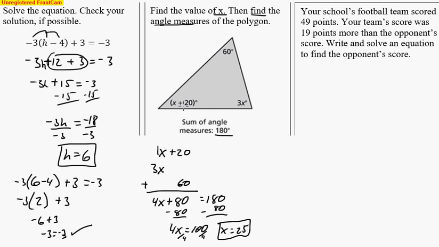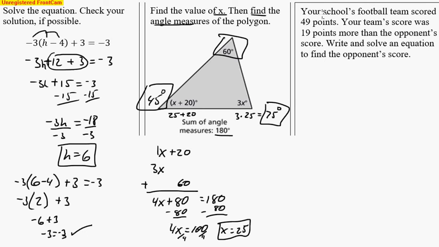Now we have to take the 25 and substitute it into these expressions. So 45 degrees for this angle here. 3 times 25 makes 75, so 75 degrees there and 60 degrees here.